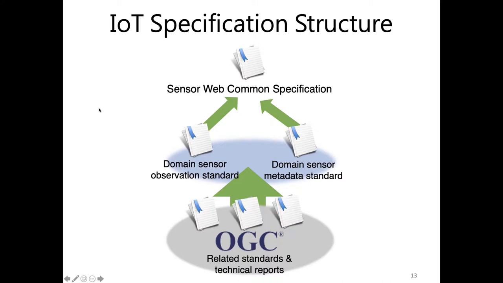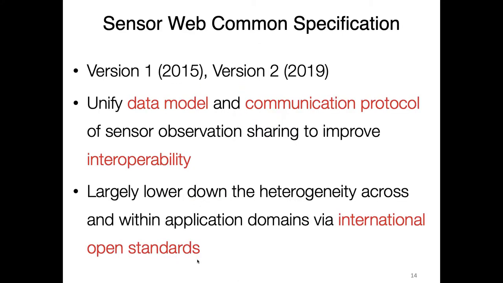So the second level is the domain sensor observation standard and also the corresponding domain sensor metadata standard. And the bottom is labeled the related standards and also the technical report. So this is a quick summary of our common specification.